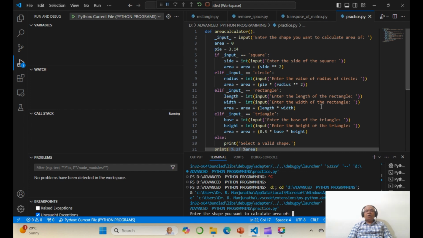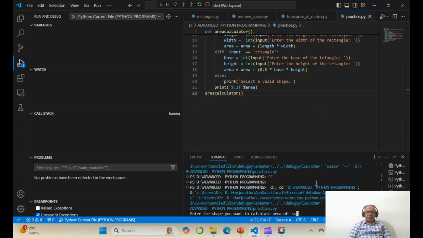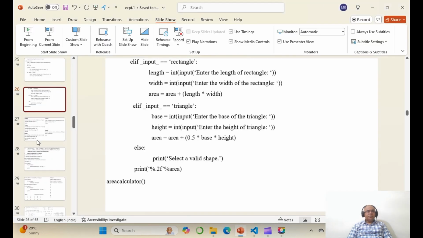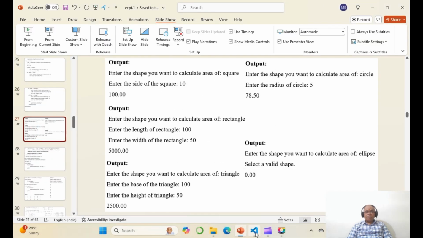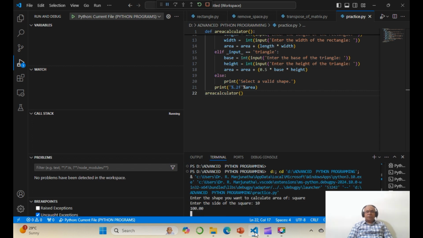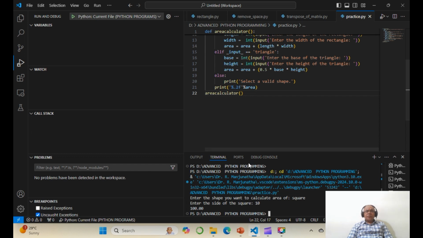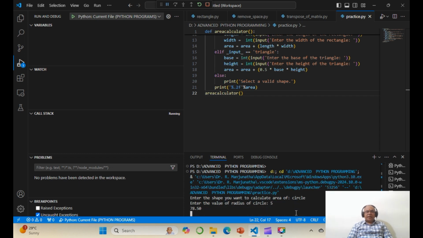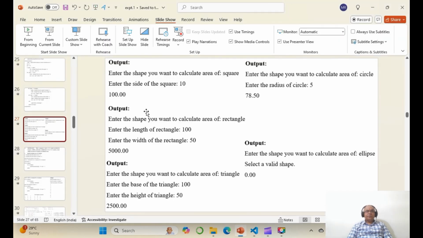First one is area of square. Enter the side of the square. The side of the square is 10. So you are going to get 100.00. Then we will go for the next one, a circle. Then you have radius 5. It is 78.50.